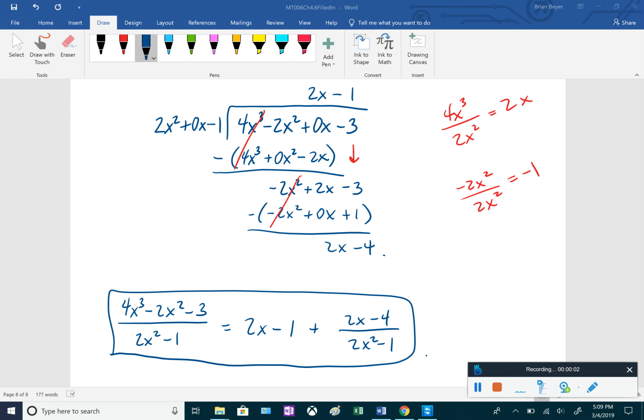Okay, so this is what we get. We get a quotient of 2x minus 1. We get a remainder of 2x minus 4. And I set it up at the bottom using the division algorithm. So we knew to stop at 2x minus 4 because that is a degree 1 polynomial with the exponent being 1. The divisor is degree 2, so the degree of the remainder is less than the divisor, so we were done. Okay, so that's it for section 4.6.